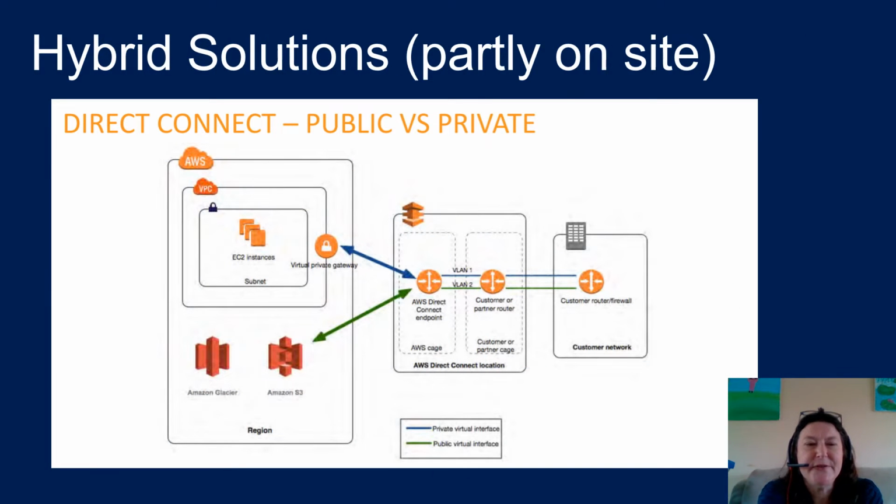I want you to have an idea of how hybrid solutions are managed in the different clouds. This one is AWS. Hybrid solutions are partly on-site and partly in the cloud, so partly on-premise and partly in the cloud. Direct Connect is AWS's main way of handling this situation. So on the right-hand side of this picture, you can see that the customer's network is on the right-hand side. So this is like the customer's data center, if you like.